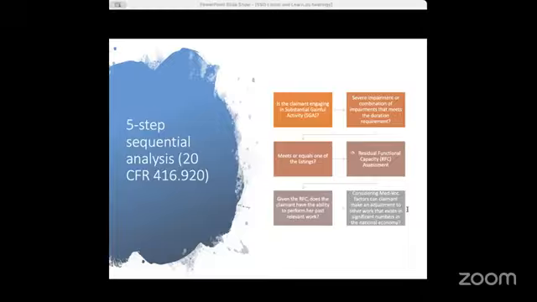So that's like your age, skills, education. Can you do any other work that exists in the national economy in significant number? So in other words, are there any other jobs that you can do in the economy on a sustained basis, given your physical and mental limitations? If there's no other work you can do, then you do meet the definition of disability.